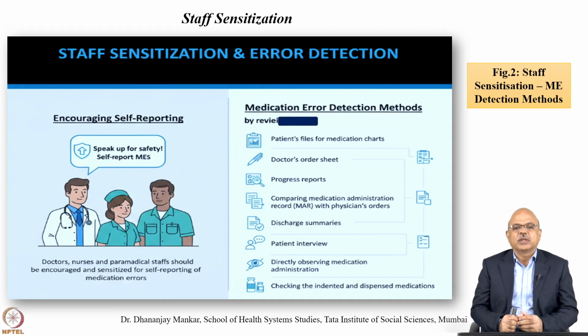On the left hand side, you may see the medication error detection methods: patient's files for medication chart, doctor's order sheet, progress report, comparing the medication administration record with the physician's orders, discharge summaries, patient interview, directly observing medication administration, and checking the intended and dispensed medication. So if you have a mechanism developed for identifying or detecting errors, you can work on reducing medication errors safely.